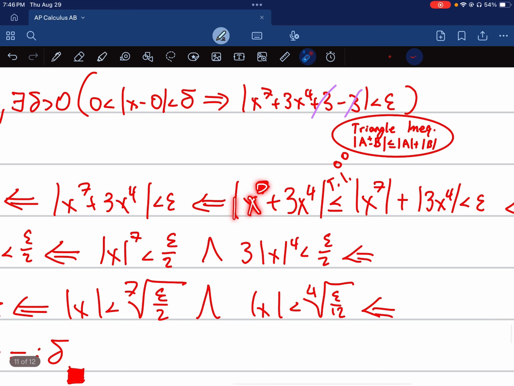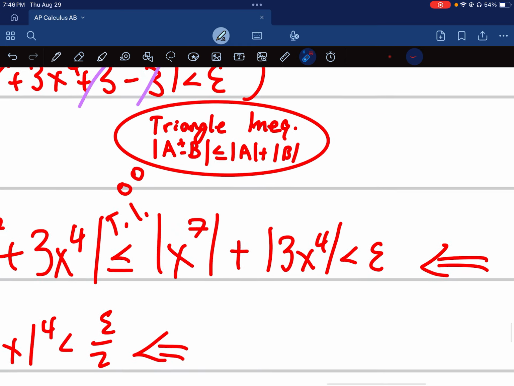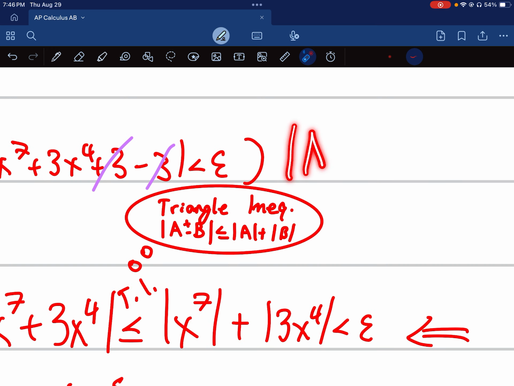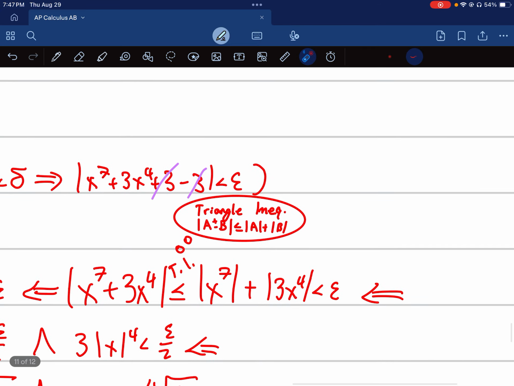So notice that the absolute value of x to the 7 plus 3 x to the 4 is, by triangle inequality, if you remember what the triangle inequality is, the absolute value of a plus or minus b is less than or equal to the absolute value of a plus the absolute value of b. This can be proven for more than 2, in fact for 3 or 4, whatever. There are even some proofs that use Cauchy-Schwarz inequalities. It can get very complicated. It's very interesting, but we don't care about the proof right now. We only care that this is true.